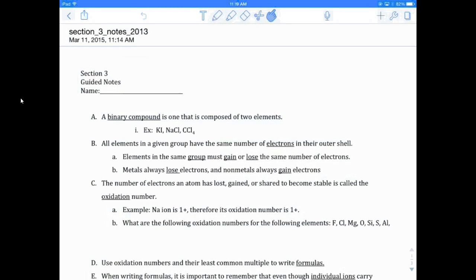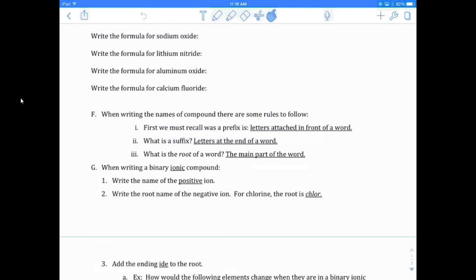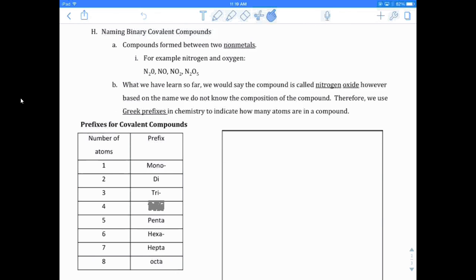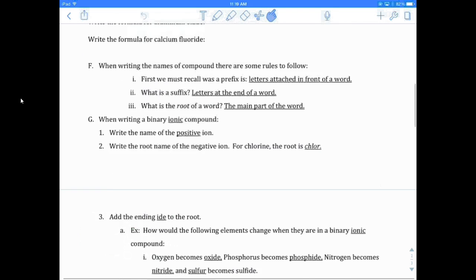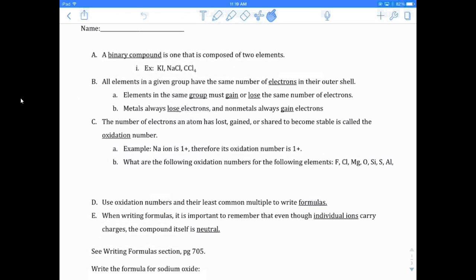We're going to go through naming and writing compounds. Now we're going to get a lot of practice at this. So this might take a little bit of time to get used to, but I at least want to introduce it, because I'm going to get a lot of information here.